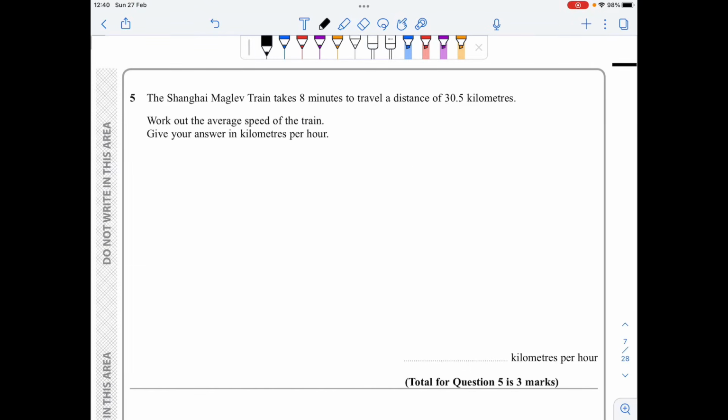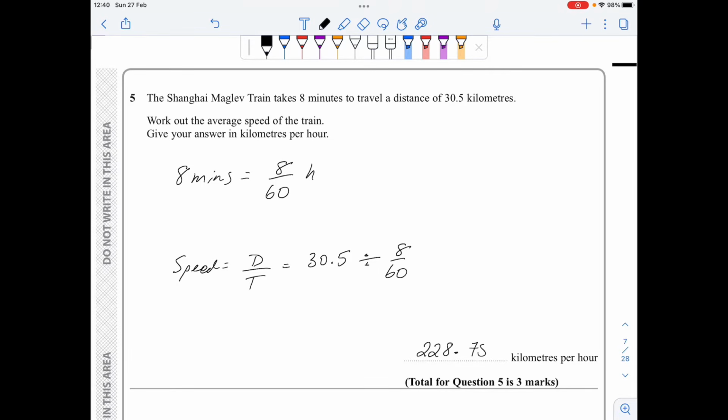To find the average speed, I will first convert the 8 minutes into hours, and this is 8 over 60. So speed equals distance divided by time. So this is 30.5 divided by the time I found above, and this will give me 228.75 kilometers per hour.